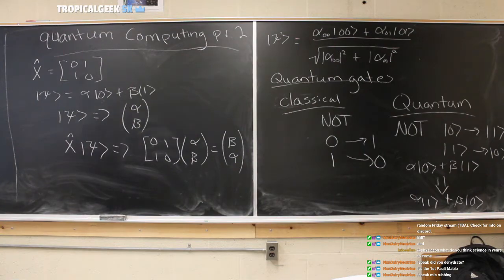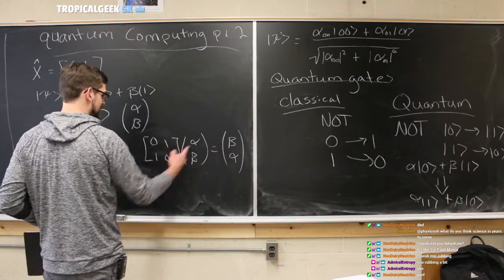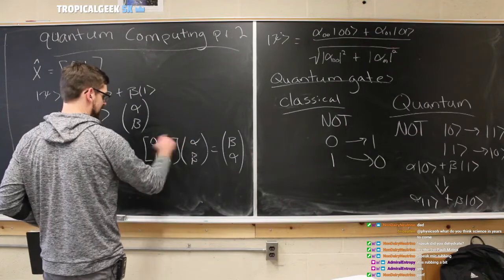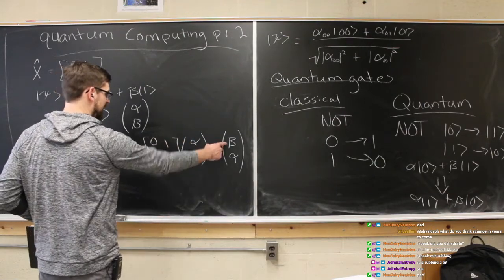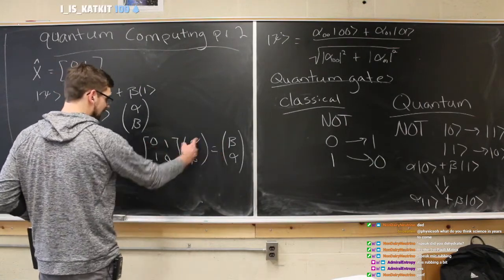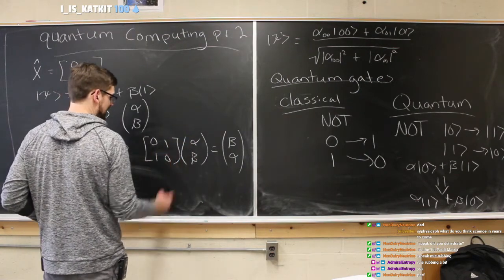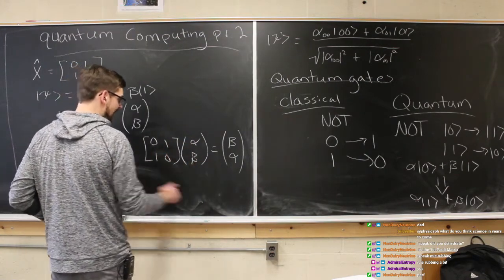Okay, so multiplying like this, it's alpha times 0 and beta times 1. We add those two together, we get beta. Then if we take this vector and multiply by the bottom of the matrix, we get alpha times 1 and beta times 0. Add those two together, we get alpha.